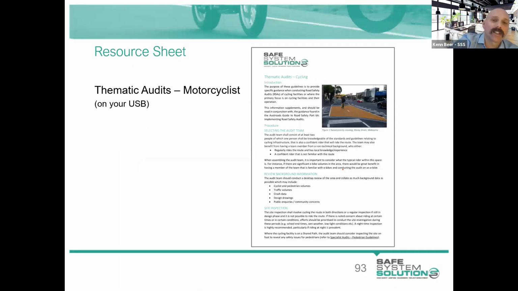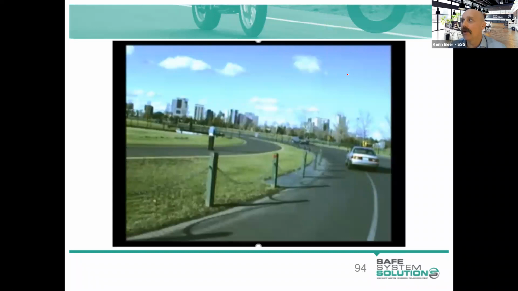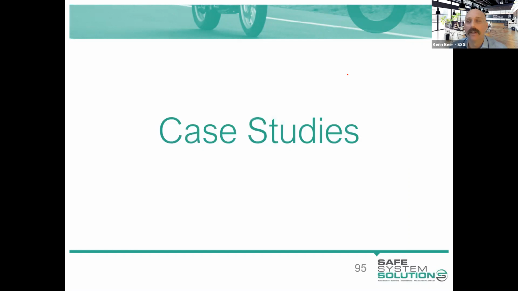And just like cycling, we've given you a resource sheet on thematic audits for motorcyclists, although that picture is the cyclist one, but don't worry, there is one for motorcyclists in Moodle and on your USB. So have a look at that. I've also put a little video of things to look out for from on a bike, so you can see some of the different features. So have a look at that as well.